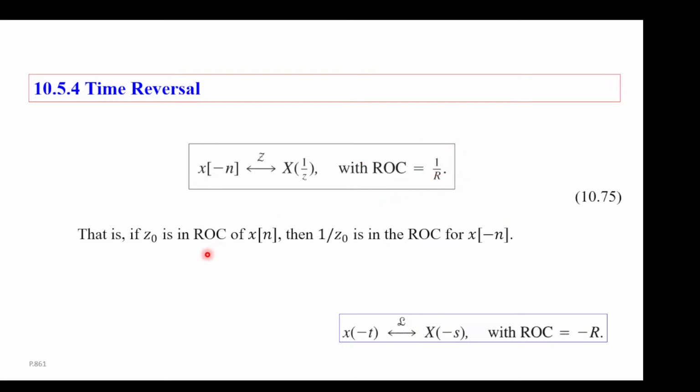Okay. And yeah, so here is some explanation of this 1 over r. If you had some z0 point, it will become 1 over z0. Okay. So say this is a pole at z0, then you have a pole at 1 over z0. Okay. So that's from this time reversal. And any question? Otherwise, let's keep going.